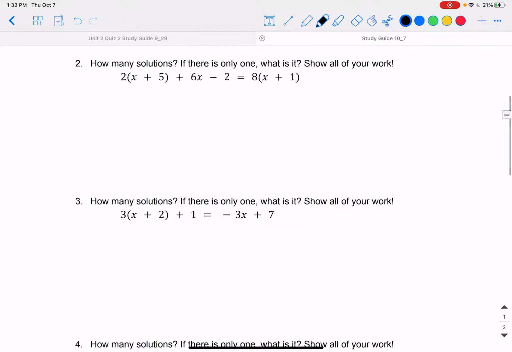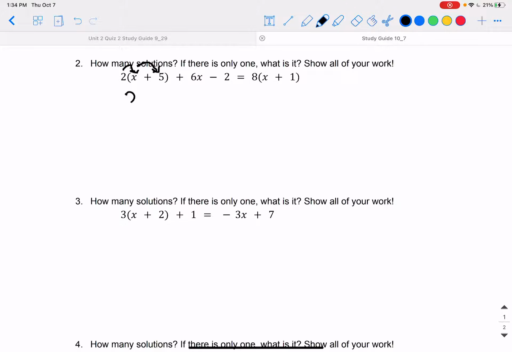Okay, moving on to one-step, multi-step equations. How many solutions? So remember that there can be one solution, or there can be no solution, or there can be infinite solutions. So we need to figure out which one it is, and if there's one solution, we need to show what that solution is. So I have 2 times parentheses x plus 5, so I know I'm going to distribute the 2.